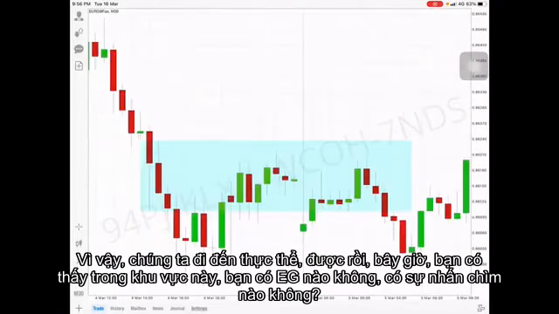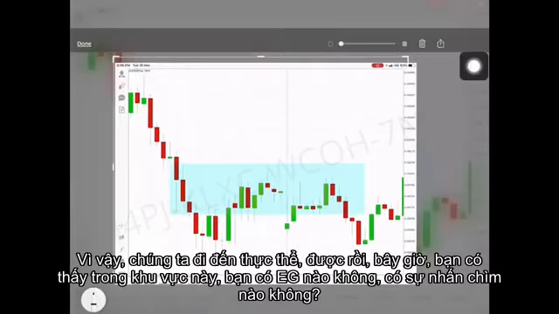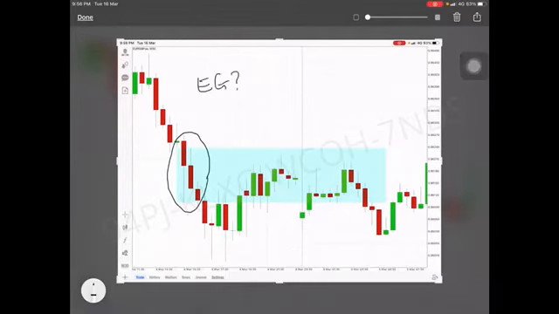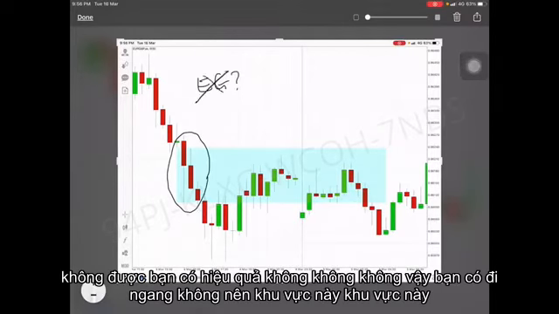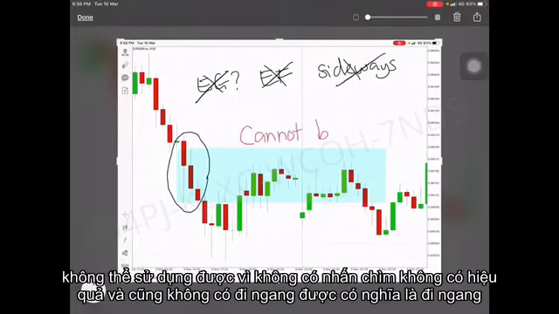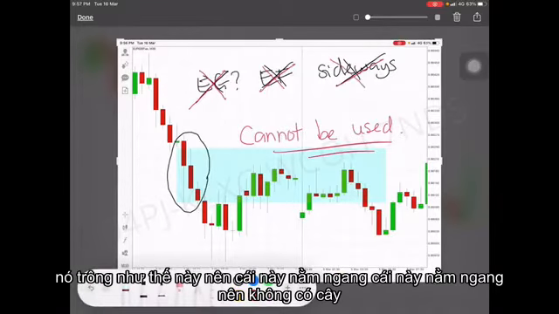Do you see this area? Do you have any engulfing? No. Do you have any EF? No, only down. Do you have any sideways? No. So this area cannot be used, because there is no engulfing, no EF, and also no sideways. Sideways means that it looks something like this.